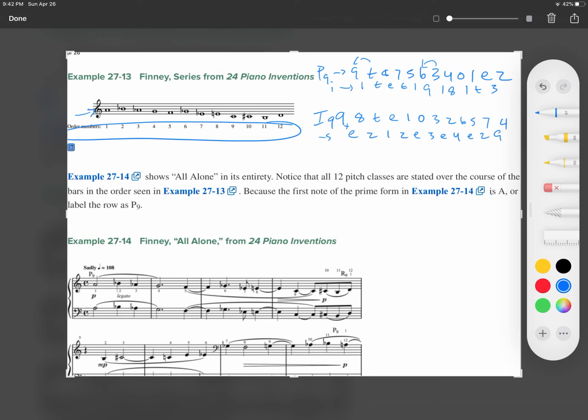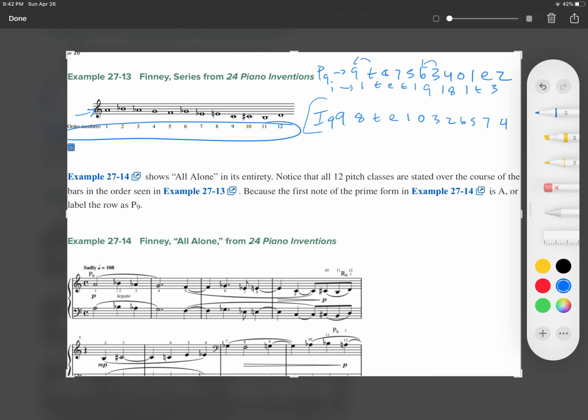Then you want to go back through and check you don't have any of the same pitches. And ta-da, there's our I9 row form. Remember that these are just the intervals between the notes, not our pitch classes. That should be easy enough to do, and you can always pause the video and try that yourself.